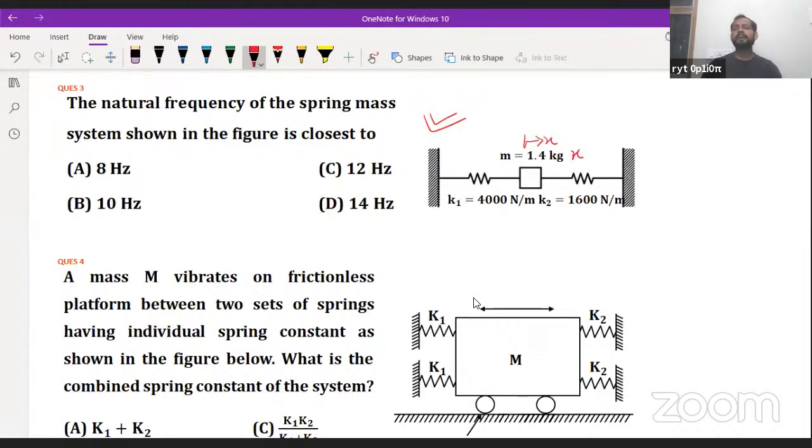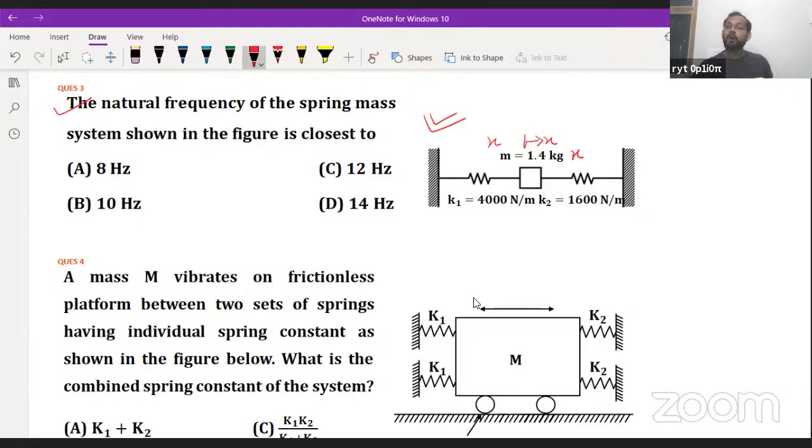spring will compress by x, this spring will elongate by x. So in all the springs, that deflection is the same as that of the mass. So this system will be, the springs will be arranged in parallel. Aman, this is not in series. This is not in series.